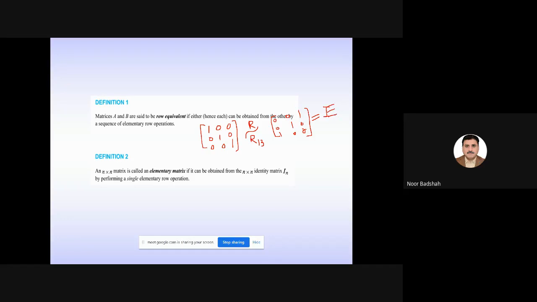In other words, we say that a matrix which will be converted into the identity matrix by applying only one row operation, any of the row operations, but only once. If you apply a single row operation on a matrix and that gives you the identity matrix, that will be the elementary matrix. Or if you apply one row operation on the identity matrix, then the matrix obtained will be an elementary matrix.